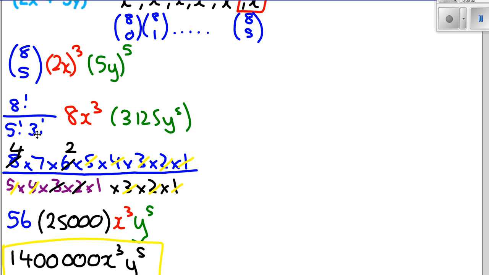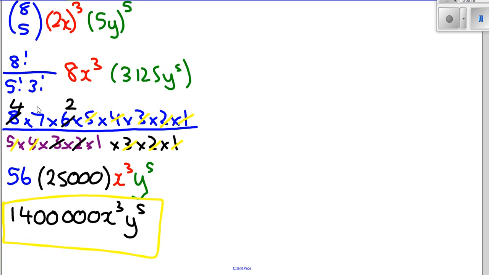2x cubed, as you pointed out, is 8x cubed. 5y to the power of 5, the 5 to the power of 5 you found was 3125, y to the power of 5. Practicing using the gorgeous formula again, just on this page, lots of cancelling down happened. We're able to cancel down all the yellows, and with the black I was able to cancel down 6 over 3 to 2, and 8 over 2 to 4. Just made life easier. We end up with 56. 8 times 3125 gave us that, and then you end up with this big coefficient. So you are going to get answers where you've got big coefficients going on. It is quite normal to get answers with big numbers.